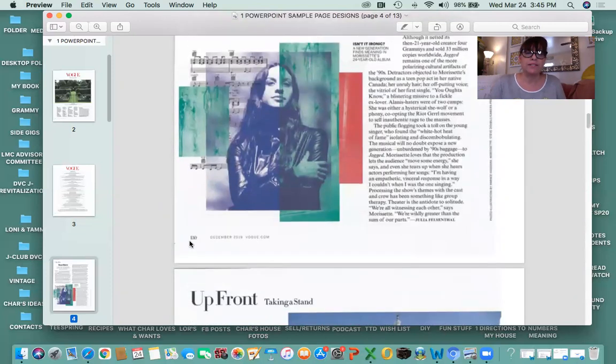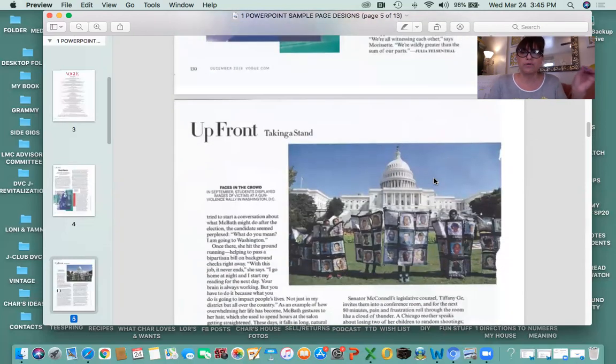We have the page numbers at the bottom, and they have the year and the month, and then Vogue.com. That's their website. We would probably just have our magazine name, the Roadrunner magazine, or just Roadrunner magazine.